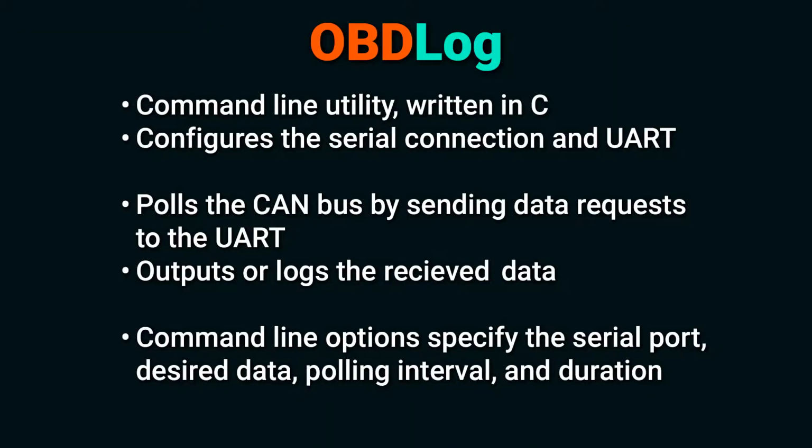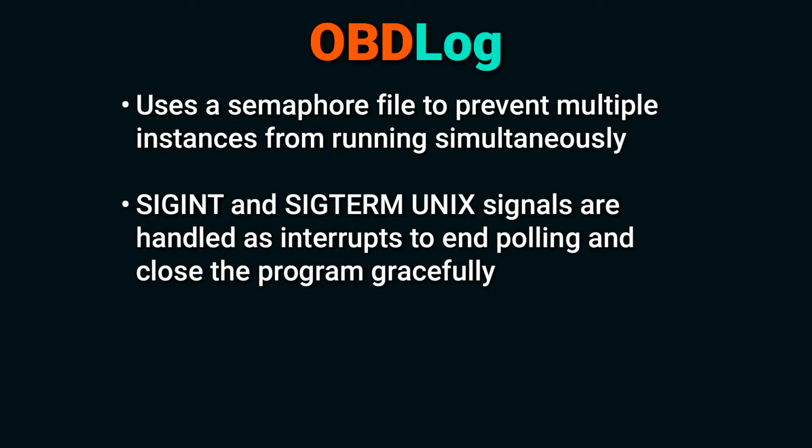For the software side, I wrote two programs that provide telemetry functions. Both run on the Raspberry Pi or any other computer connected to the UART. The first, called OBDlog, is a command line utility written in C. It configures the serial connection in the UART and then repeatedly polls the CAN bus by sending data requests to the UART. It can either immediately output or log the retrieved data. Command line options are used to specify the behavior of the program.